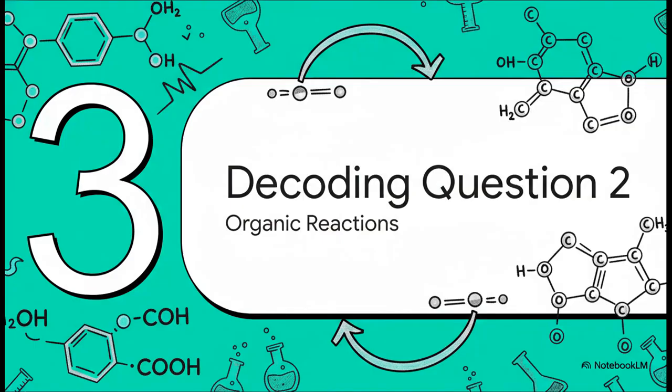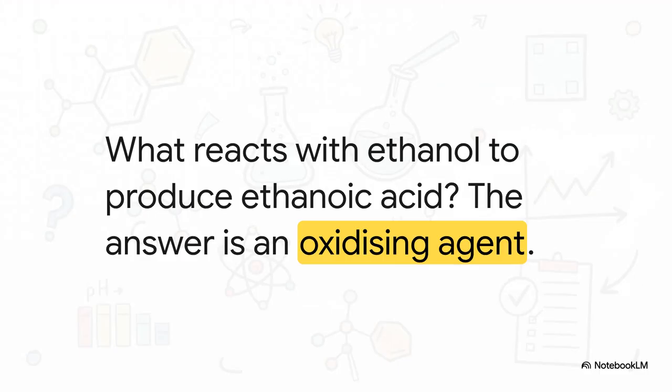All right, we've seen how flexible the mark scheme can be. Let's finish up by diving into some organic chemistry. We're talking reactions and structures. So here's a little riddle for you. What do you react with ethanol to make ethanoic acid? The correct answer is an oxidizing agent. That's a fundamental reaction you'll definitely want to have in your back pocket.